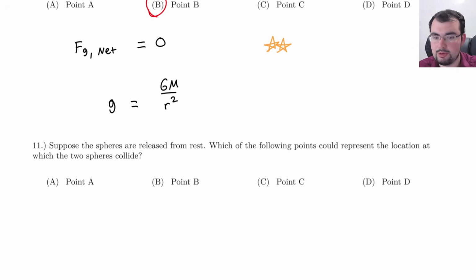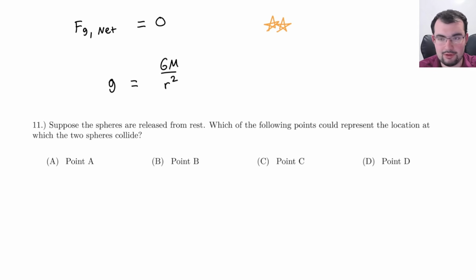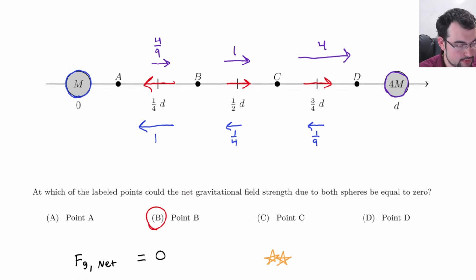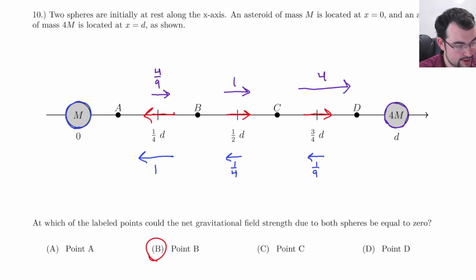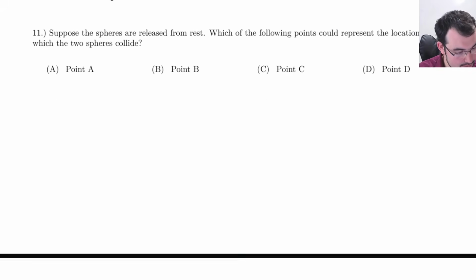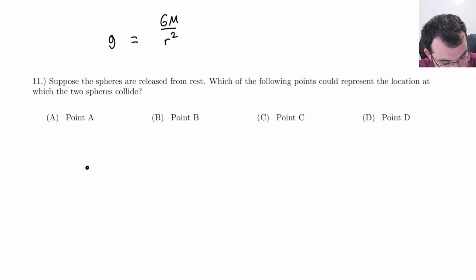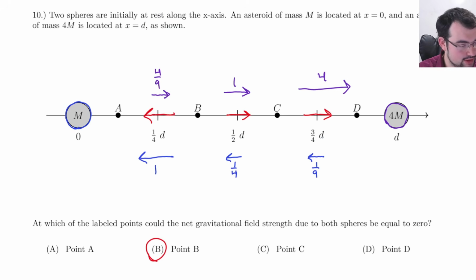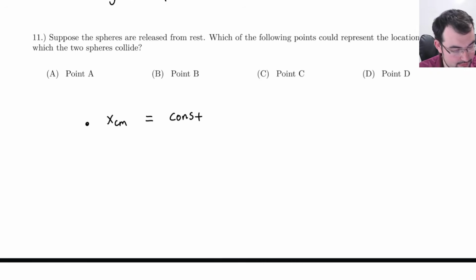And then suppose we release the spheres from rest, which of the following points could represent the location at which the spheres collide? So this involves understanding that the two-sphere system is isolated. And if a system is isolated, its center of mass cannot move. So what this means is that the center of mass must be in the same spot. So if you release two things from rest and they're allowed to attract each other, they will collide at their center of mass. So we can just find the center of mass.